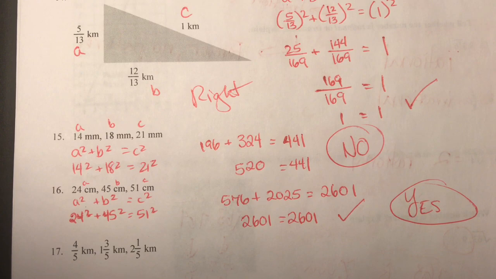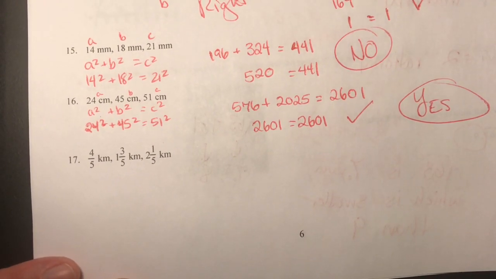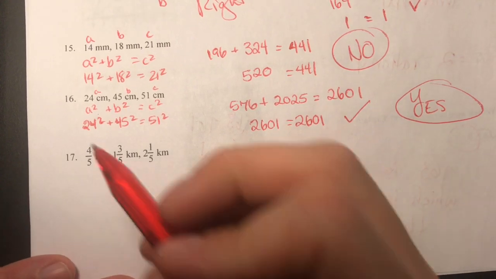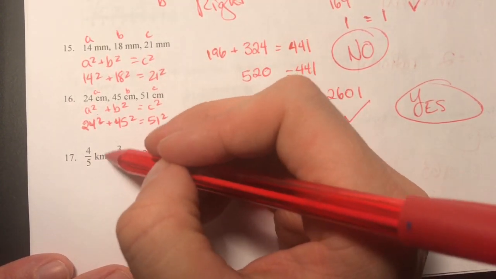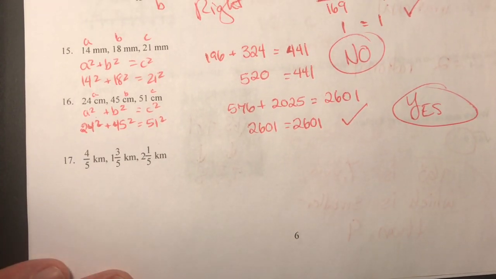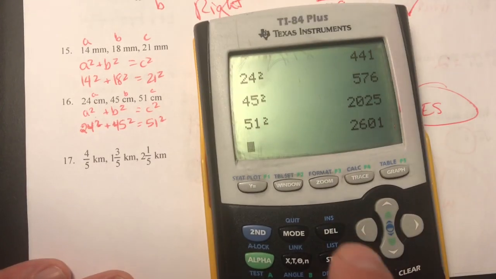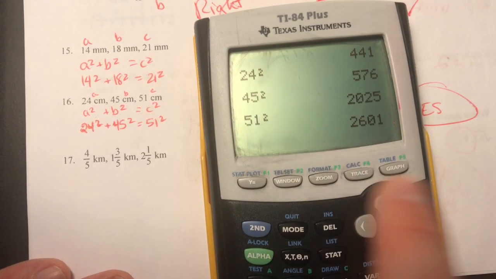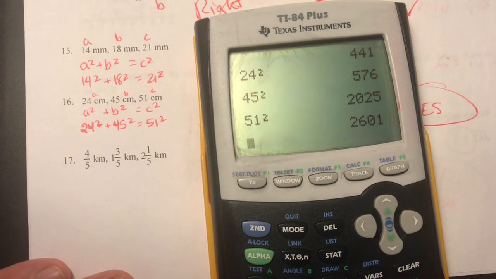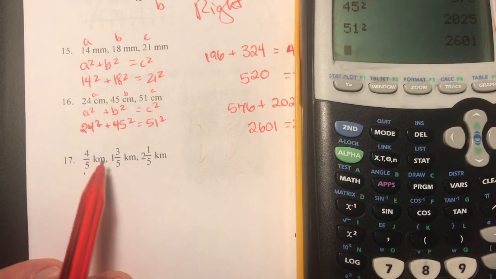Last one, boys and girls. Last one. And it's that mess. Yellow calculators are not good with mixed numbers. I don't like my numbers mixed. I like them improper. So I'm going to turn these into decimals. They're not good with mixed numbers. I don't even know how to do a mixed number in this.